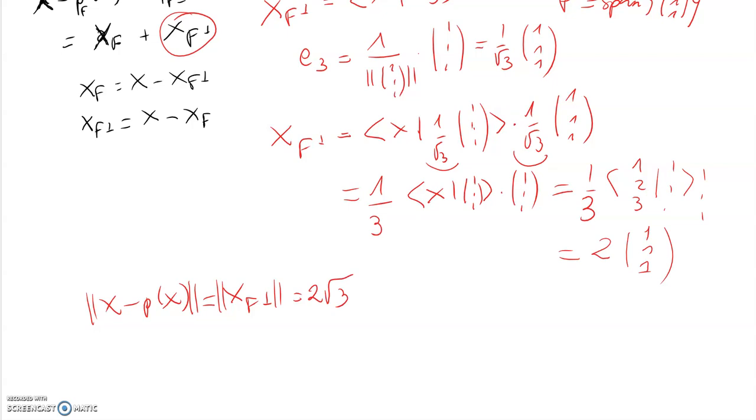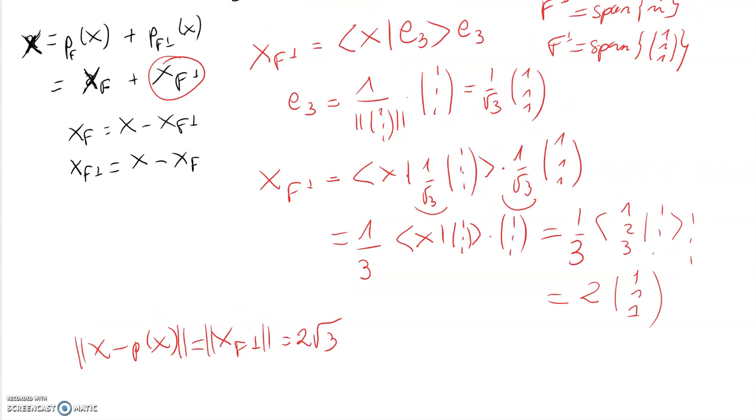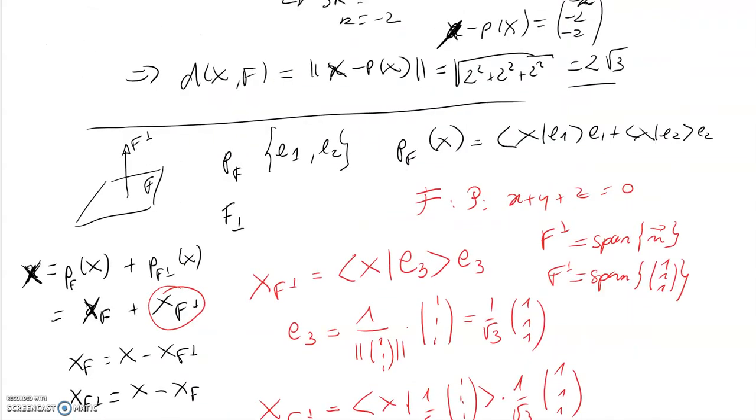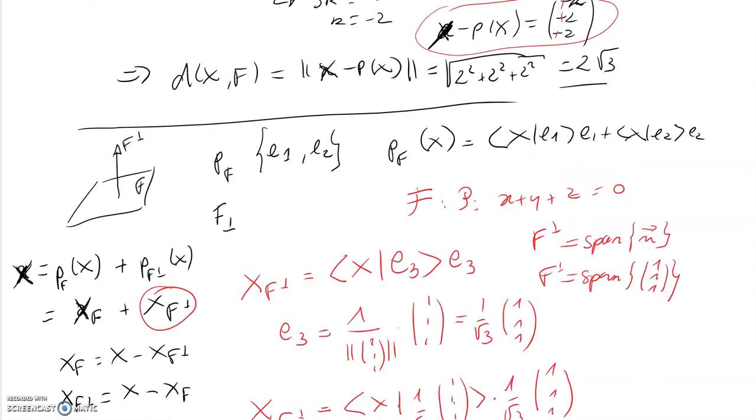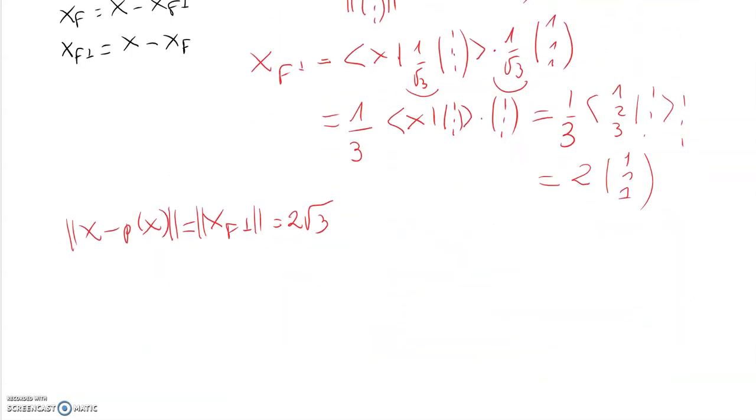I just realized that there was something wrong in the previous calculations. Well, we get the opposite of it. When we do x minus p of x here, that should be the opposite. But anyway, it's giving us the same value because we're interested in the norm. So this being said, can we get the matrix of a projection?